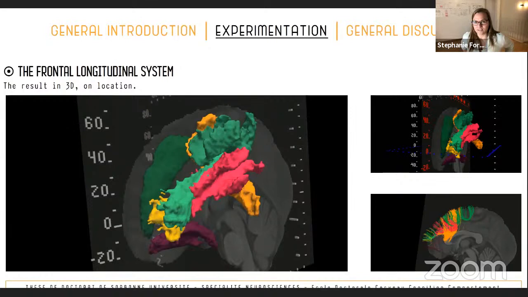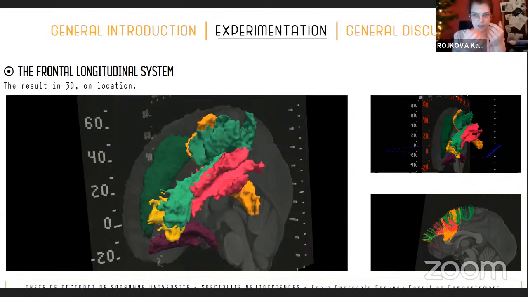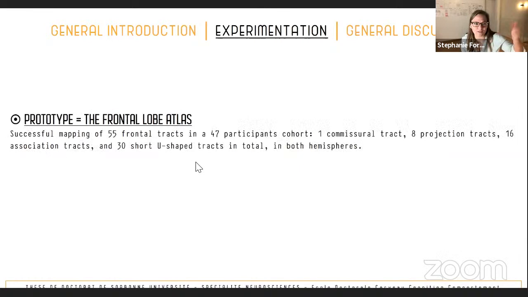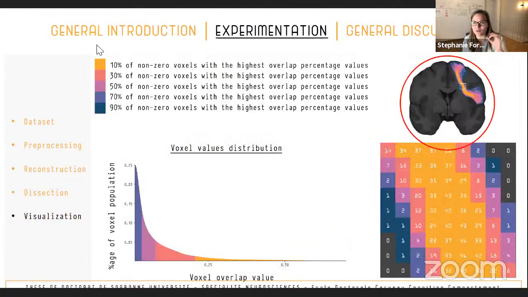Let me see. I think the success rate for the frontal aslant tract was pretty high, which means that it was actually dissected in almost all the participants. It's from memory, and I don't remember the exact success rate. But the low overlap rate, I'm just curious, you were talking about the overlap rate. Yes, you had the slide where you showed all the voxels and the percentage. There we go, that one. So the highest was 40% at the core of the tract. Yeah. Yes.